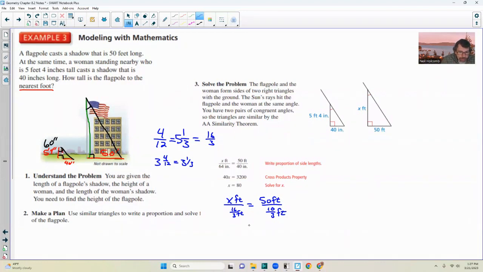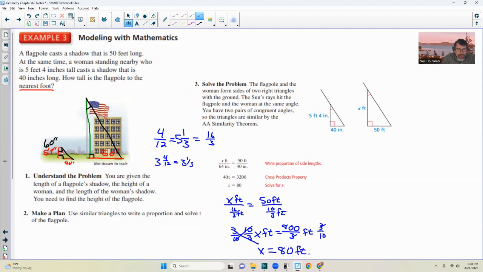Now when I cross multiply, I get 10 over 3 x feet equals 50 times 16, which is 800 over 3 feet. Okay, and to get rid of this 10/3, I'm going to multiply both sides by 3/10. So the 10s cancel, the 3s cancel, and I get x equals 800 divided by 10, which is 80 feet.